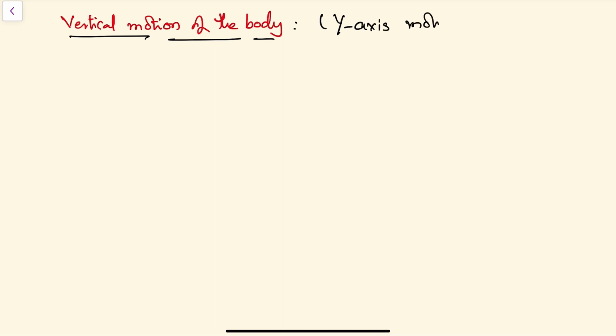In all the previous classes, we had seen the body moving along the x direction. But now we will see that the body can move in the y direction. How can it be? The linear motion, linear means x-axis motion.